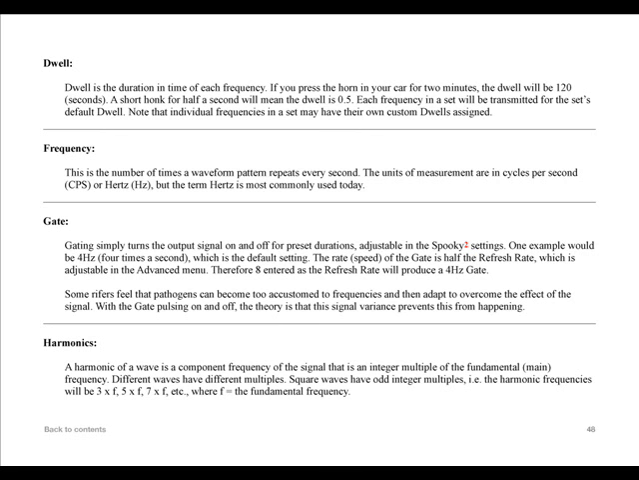A short honk for half a second will mean the dwell is 0.5. Each frequency in a set will be transmitted for the set's default dwell. Note that individual frequencies in a set may have their own custom dwells assigned.